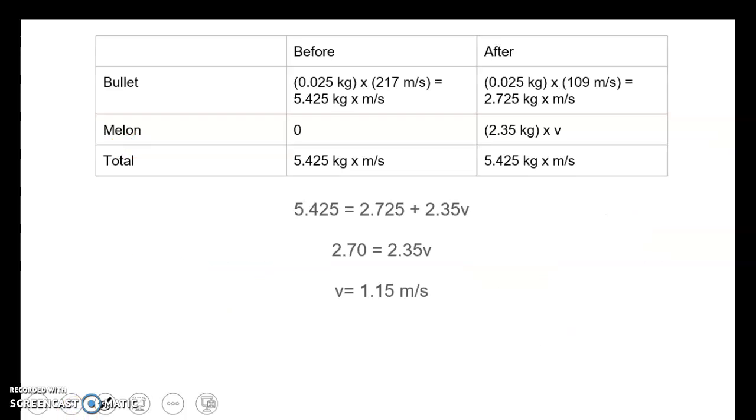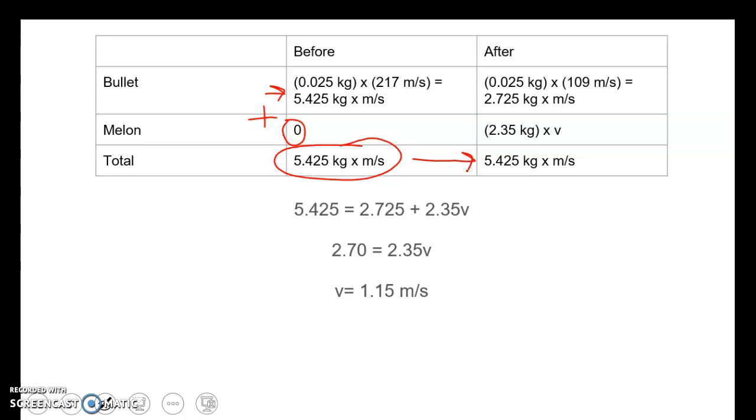So we look at that. We set up our grid. We know the melon is not moving, so that's at 0. Before we talk about momentum, the bullet, we know the mass and velocity, so we know its initial momentum. So the momentum of the bullet plus momentum of the watermelon gives us total momentum. Total momentum we start with equals total momentum we end with.